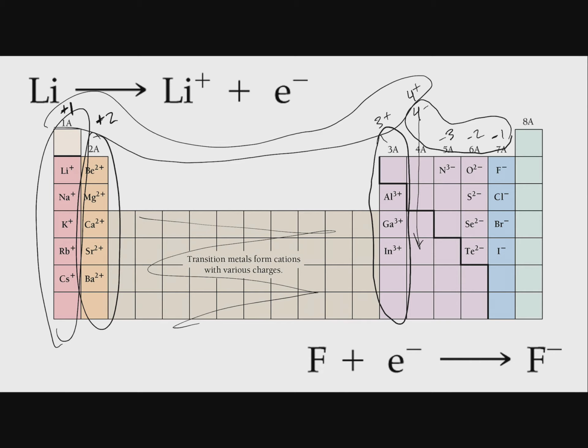A little bit of an overlap there on column 4. But I would memorize these. These are going to help you when you're writing formulas, when we're trying to figure out the charges on certain atoms. This is going to be able to give you an idea of at least these atoms and their charges. Now we'll have to come back and talk about all these guys down here.